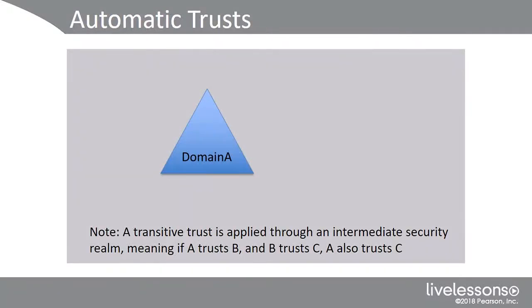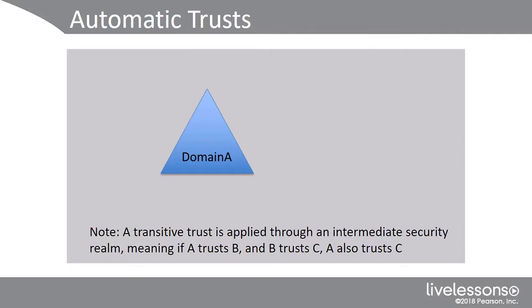Now, I've been mentioning trust. We have a couple different types of trust. We have automatic trust and we have manual trust. A trust is simply a security agreement between two domains in a forest, between two forests, or between a forest and an external security realm. We have automatic trusts, which are created for us, and they are two-way transitive trusts. And then we have manual trusts.